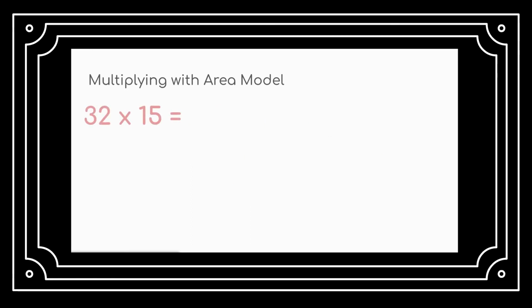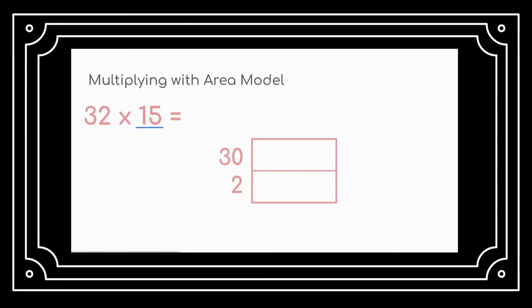Let's now solve 32 times 15. To use area model, we need to first draw a rectangle. We need to break the first number up into tens and ones. 32 has 3 tens or 30 and 2 ones, so I will label one side of the rectangle with 30 and 2 and draw a line to separate the numbers.